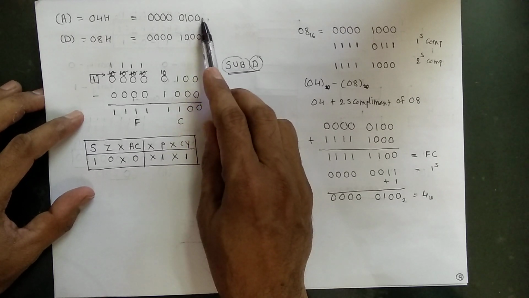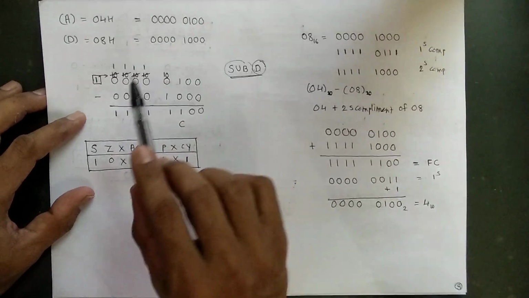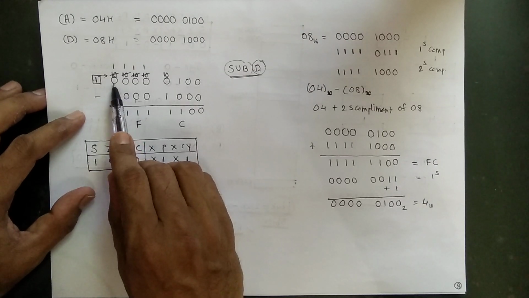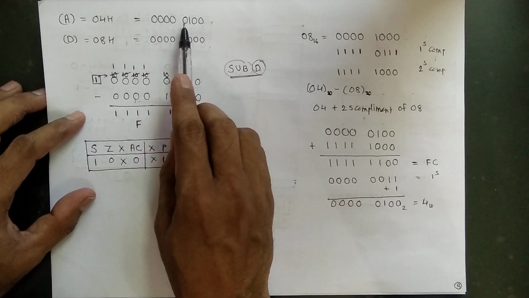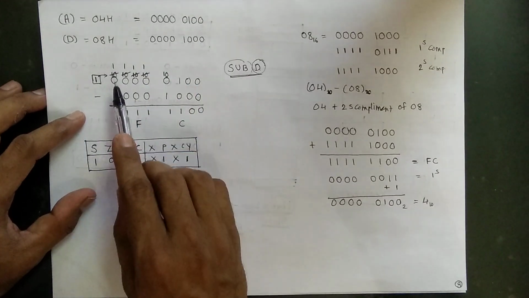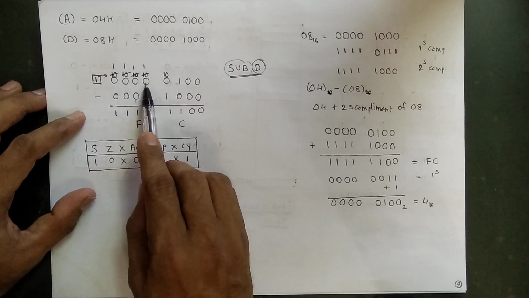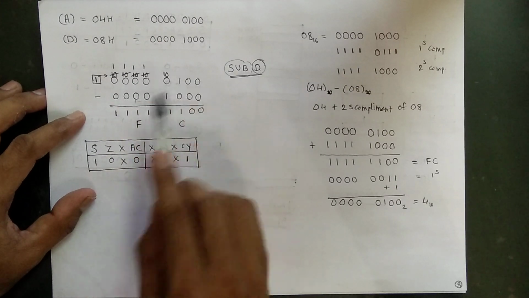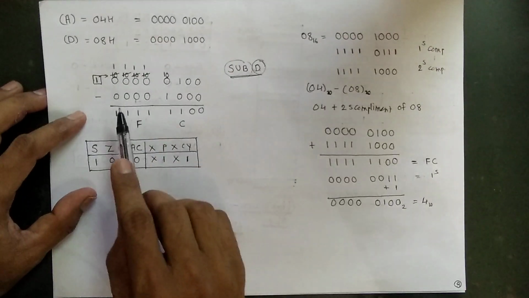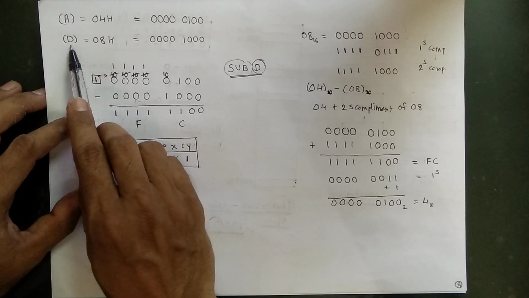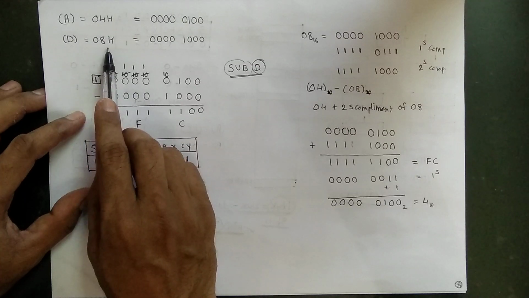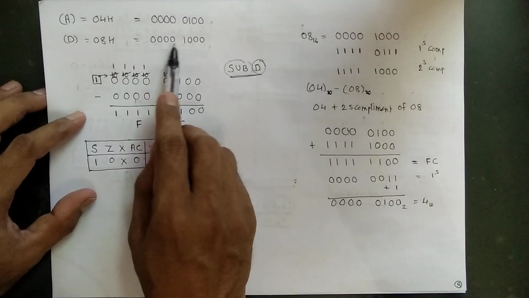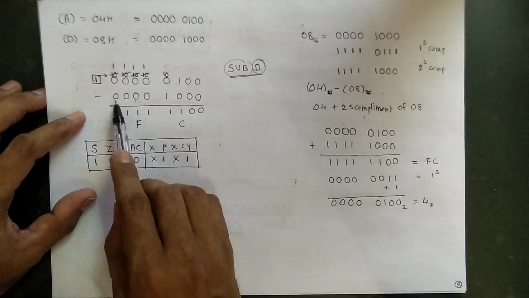Here I am writing the content of accumulator A: 00000100. From that we have to subtract the content of register D, the number present in register D, that is 08. In binary form, I will write the number 00001000.